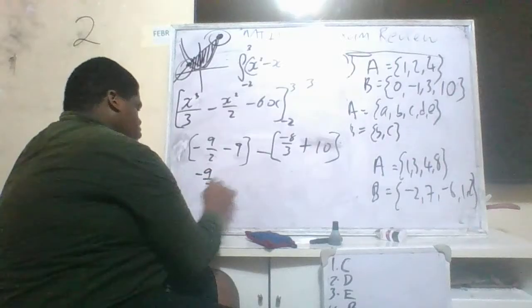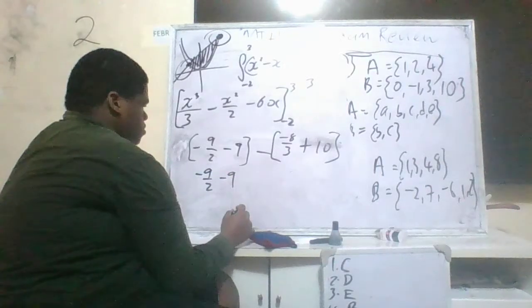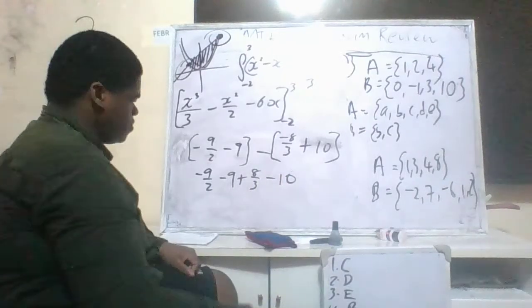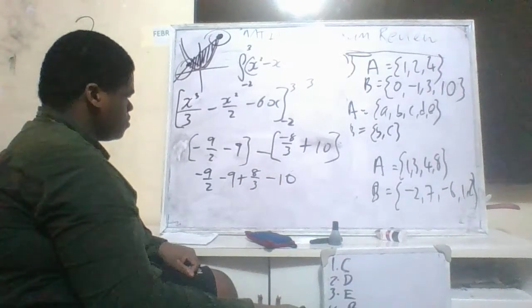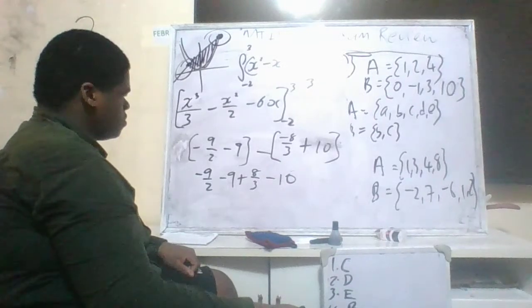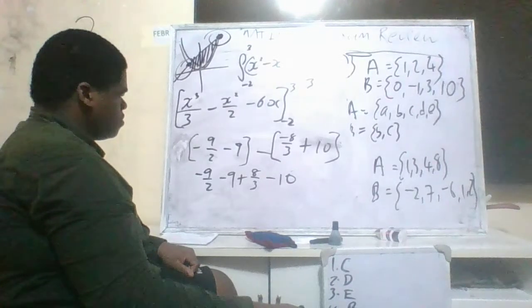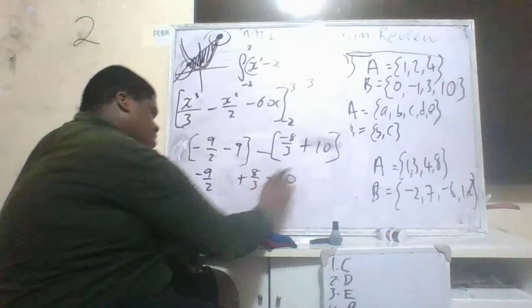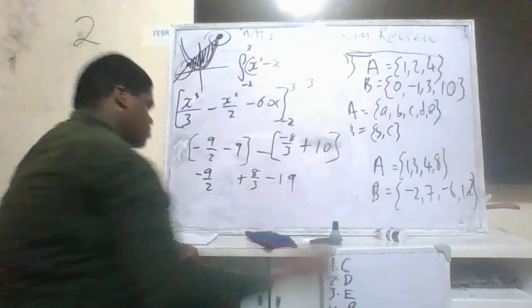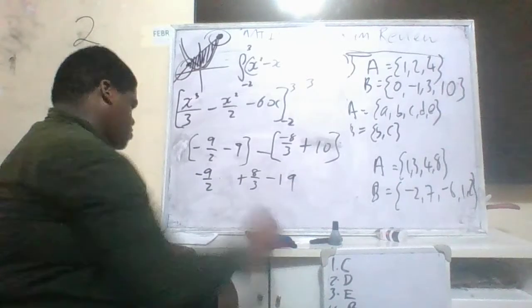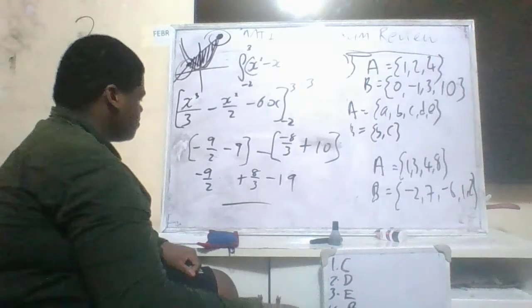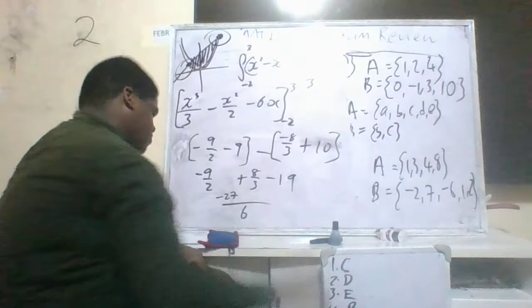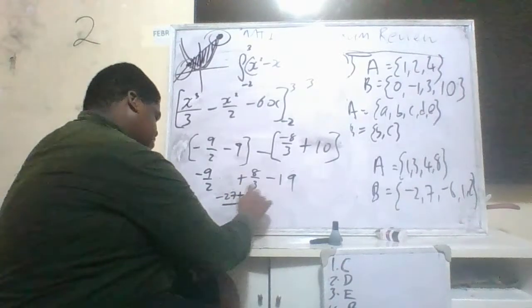This will be negative 9 over 2 minus 9 plus 8 over 3 minus 10. Okay, minus 9 minus 10, that's minus 19. I think this is exactly the same as the last one I just did. Divided by 6 here, this will be minus 27 plus 16.